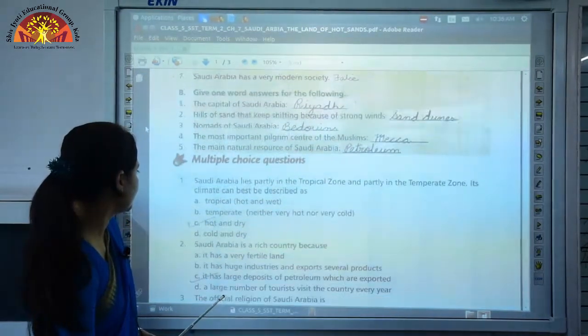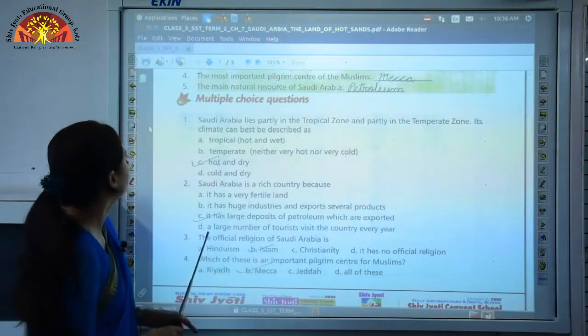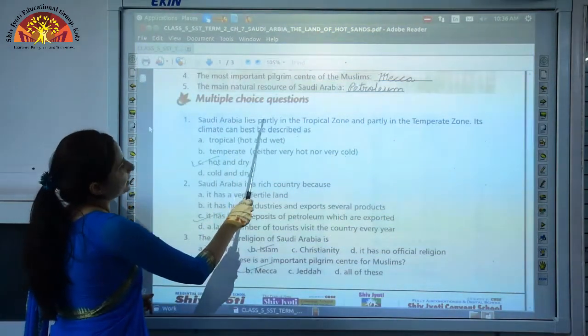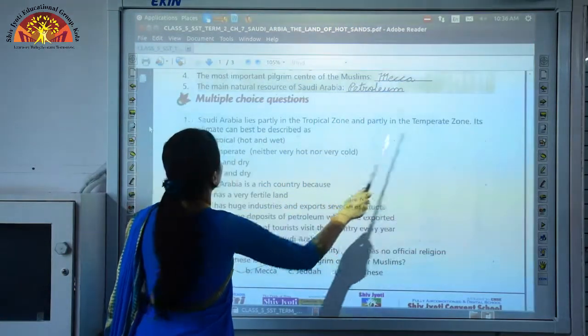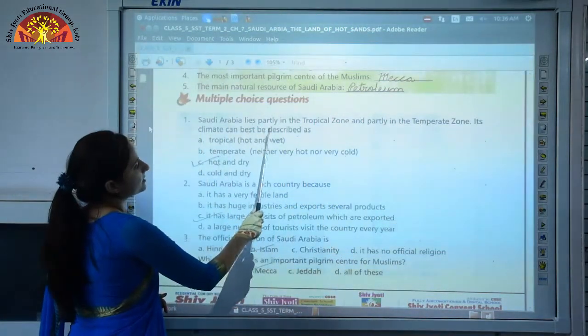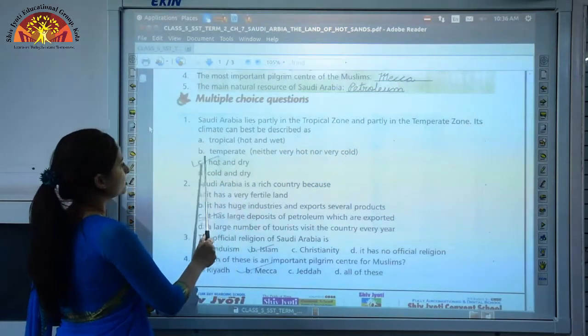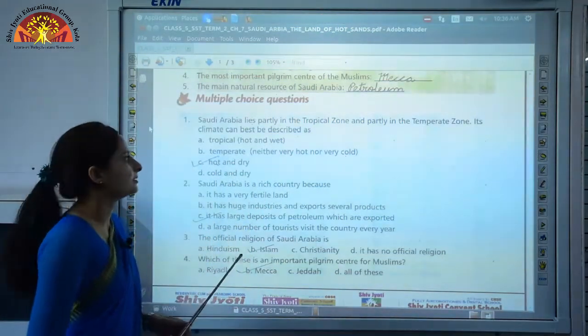Now I will discuss multiple choice questions. Saudi Arabia lies partly in the tropical zone and partly in the temperate zone. Its climate can be best described as hot and dry. So C is the correct answer.